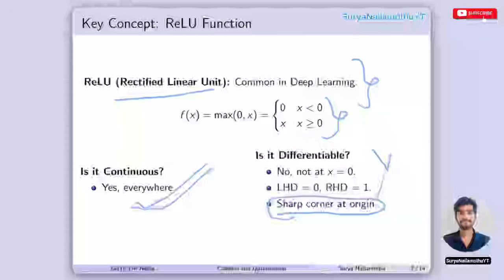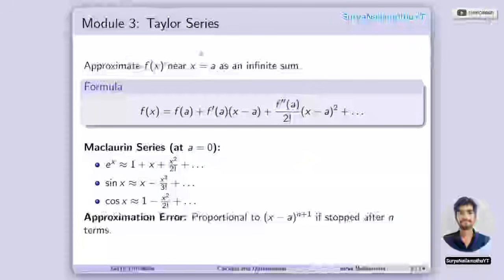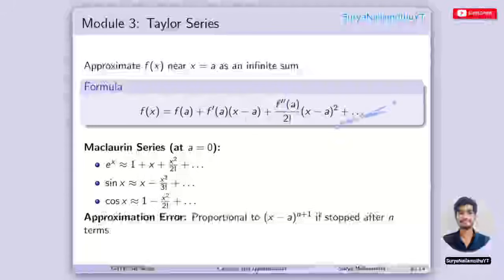Okay. Next, the Taylor series. This is the formula for the Taylor series: f of x is equal to f of a plus f dash of a into x minus a, and so on. Here are some series forms obtained by applying the Taylor series.